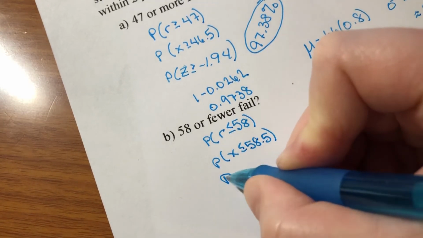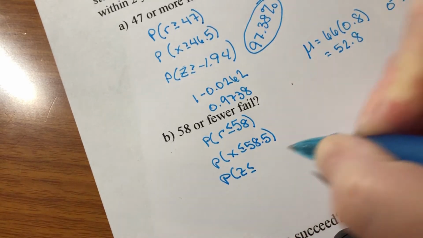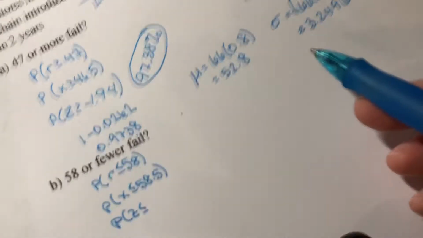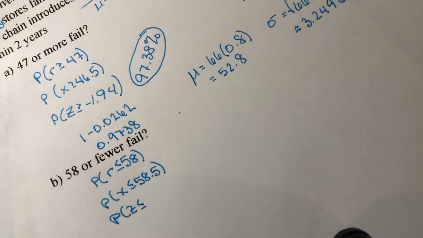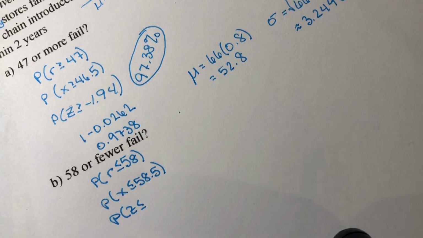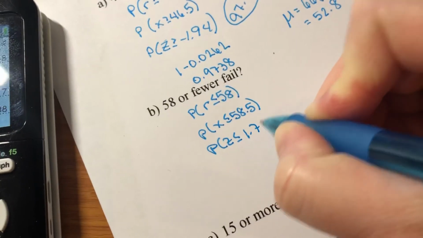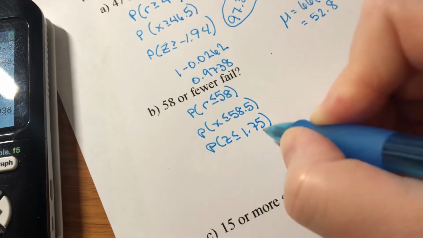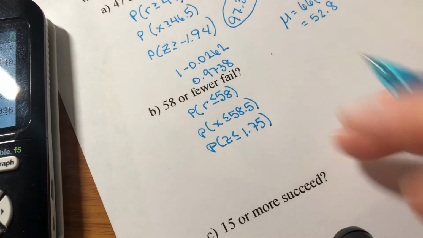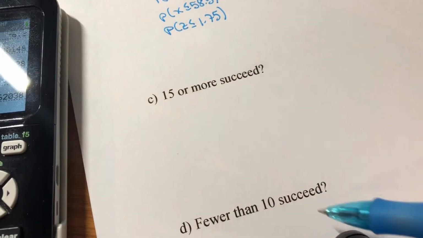And then I'll convert that to a z-score, and I'll use these same numbers over here to do that. So 58.5 minus 52.8, and then divide by 3.2496, and I get 1.75. So 1.75, since it is less than, I'll just look this number up, and that will be my answer. But let's go down and talk about these where I have succeed.